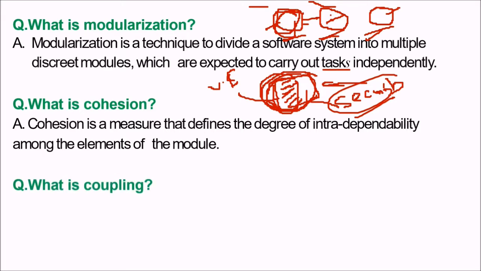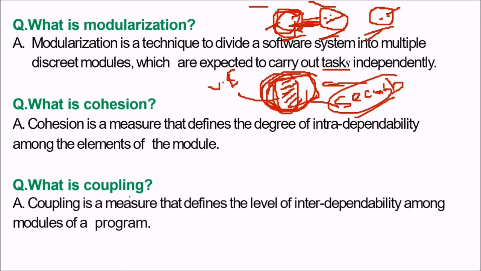What is coupling? Now these are various modules. What is the interdependence between these two modules or a number of modules? So coupling is the measure that defines the level of interdependability among modules of a program.